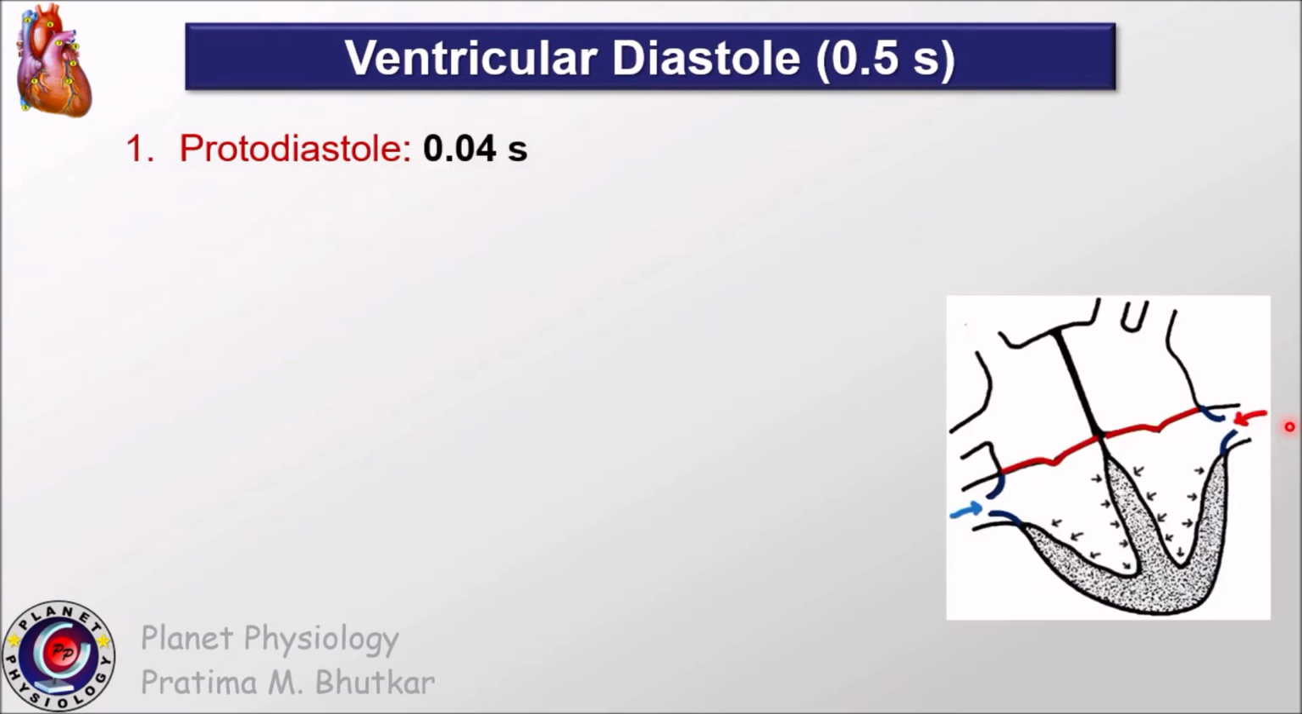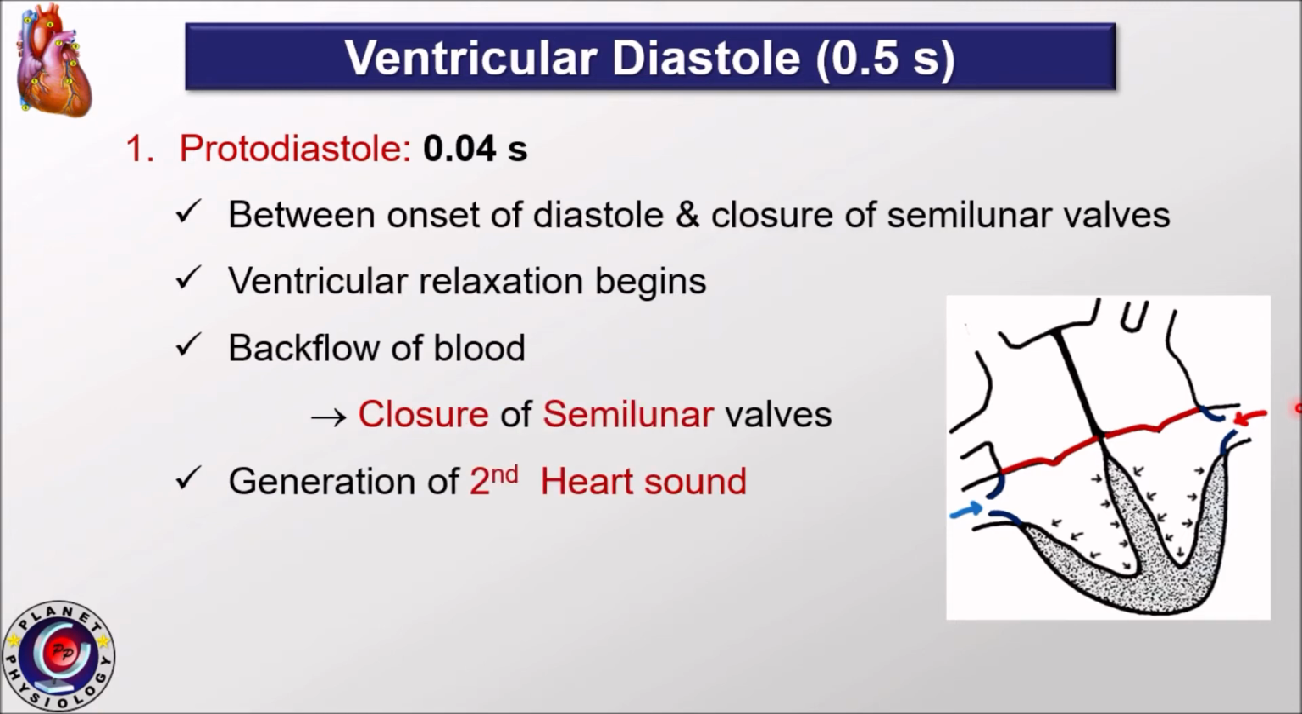So the first phase is protodiastole. This is a small phase between the onset of ventricular diastole till the closure of the semilunar valves. Here the ventricular muscles have started relaxing, but the semilunar valves are still open. As the ventricular muscles have started relaxing, the pressure gradient reverses. So blood begins to move from the aorta to the left ventricle. As a result of this backflow, the semilunar valves close. There is generation of the second heart sound.